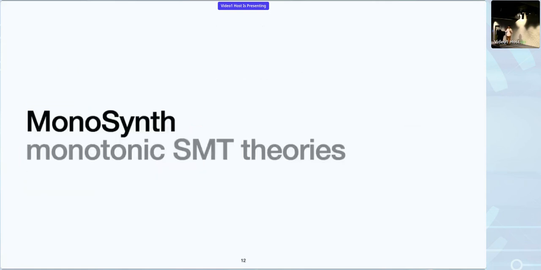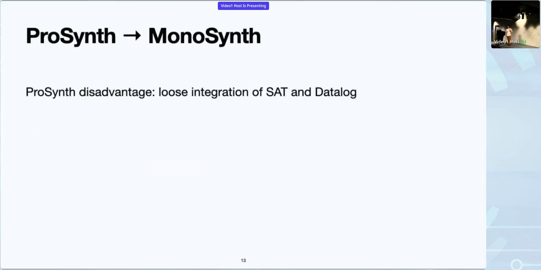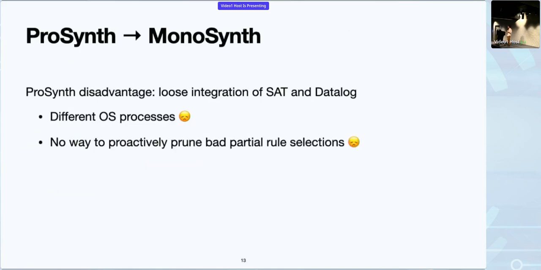Our first tool is called Monosynth, and it builds right on top of ProSynth using an idea of monotonic SMT theories. The big disadvantage with ProSynth is that there's this very loose integration between the SAT solving part and the Datalog part. So from an engineering perspective, they're different operating system processes, but from a deeper algorithmic perspective, there's no way for the checking logic to ever proactively prune a bad partial row selection that the SAT solver is coming up with. So the SAT solver always produces a complete row selection. Monosynth is going to fix these shortcomings.